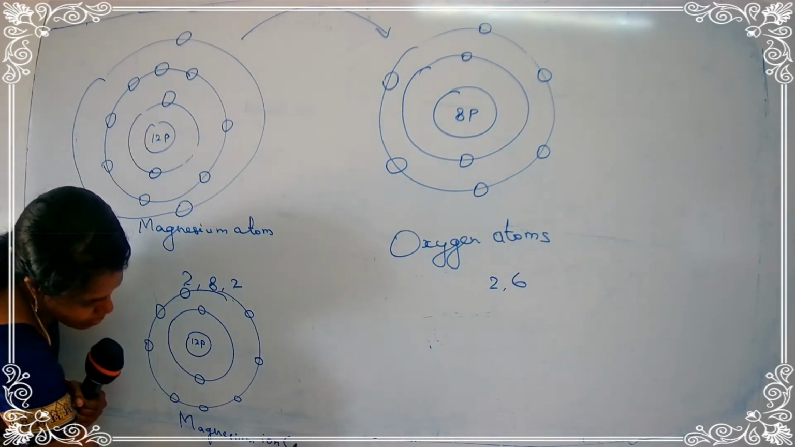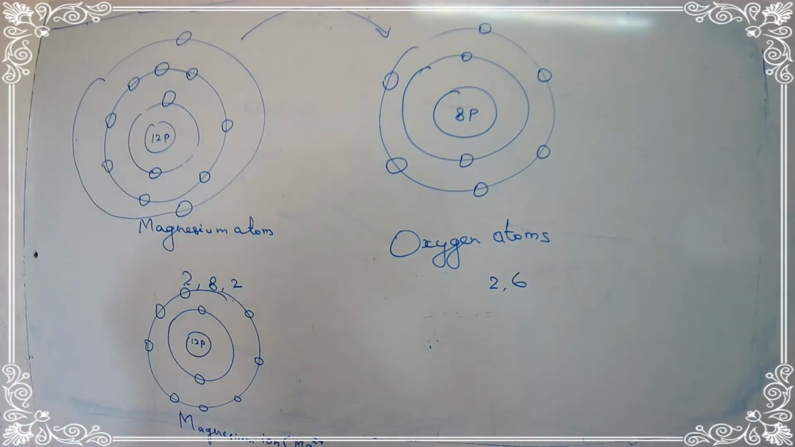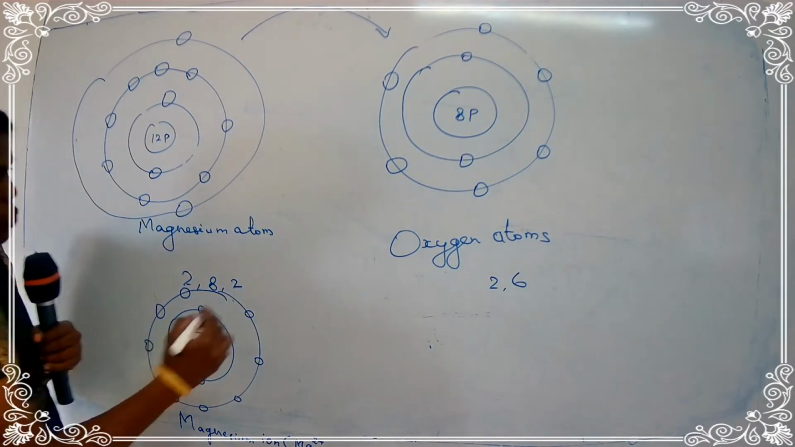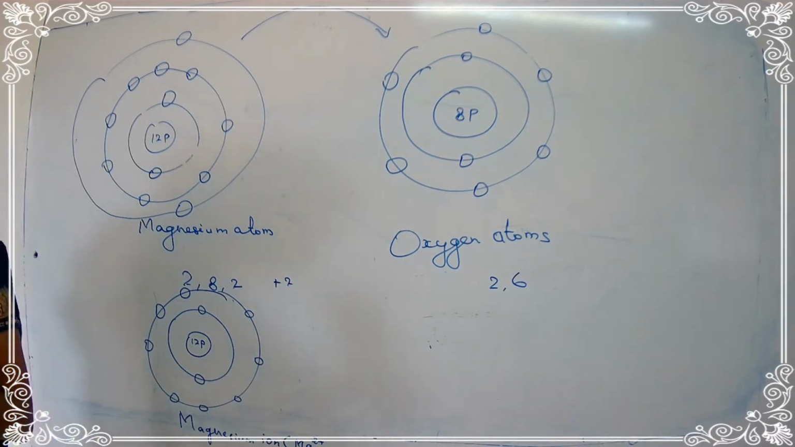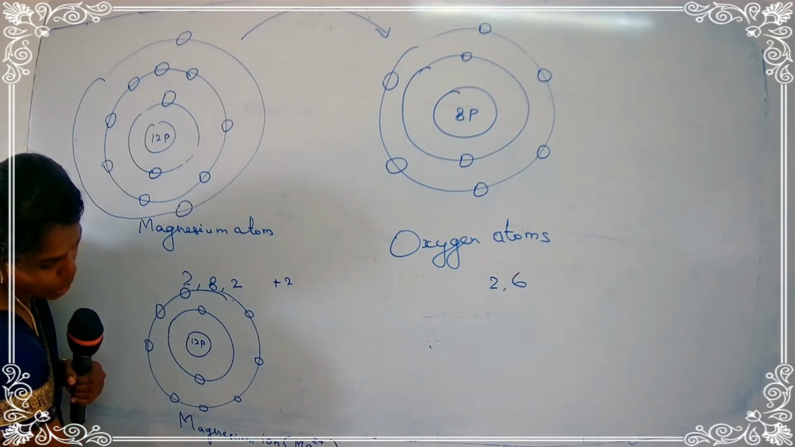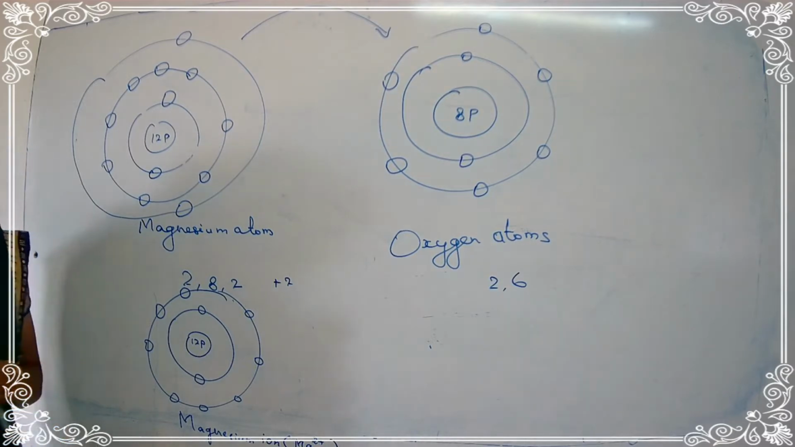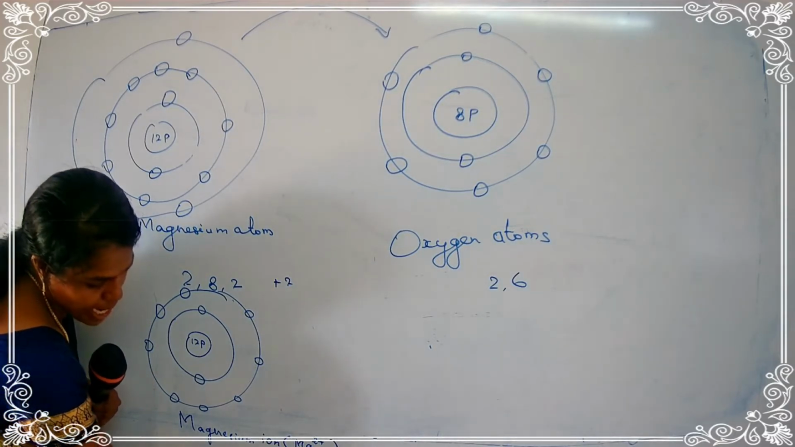Within the bracket we write magnesium. How many electrons were transferred from here? 2 electrons. Here we write plus 2. So now the magnesium ion. How many electrons are here? 2, 8. Totally how many? 10 electrons are here.